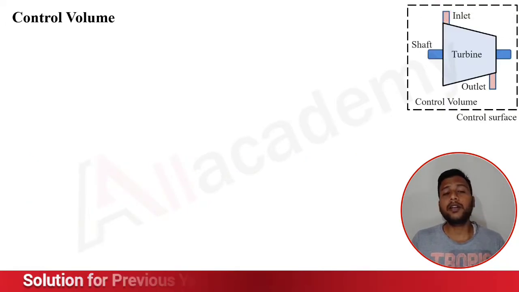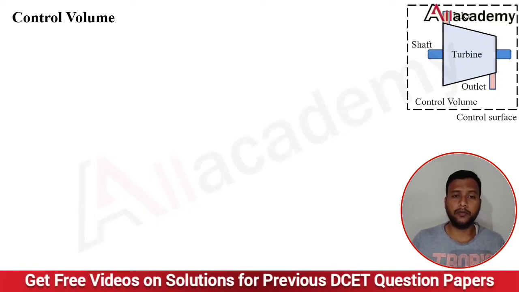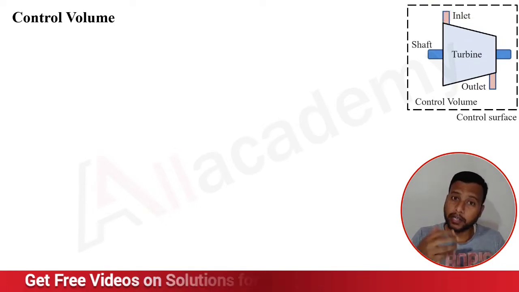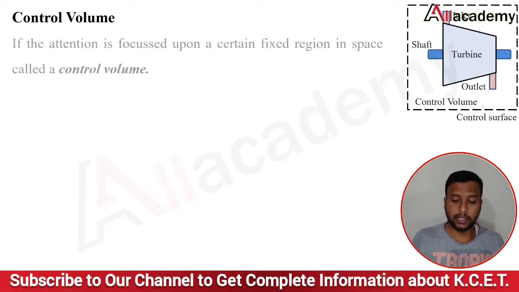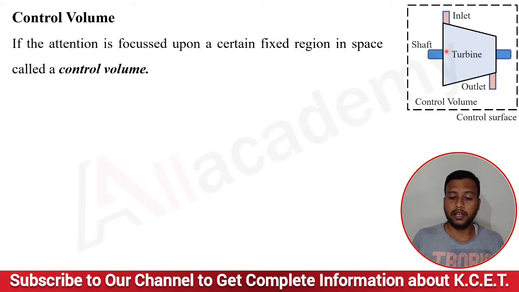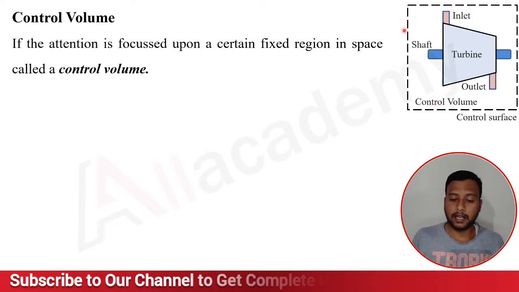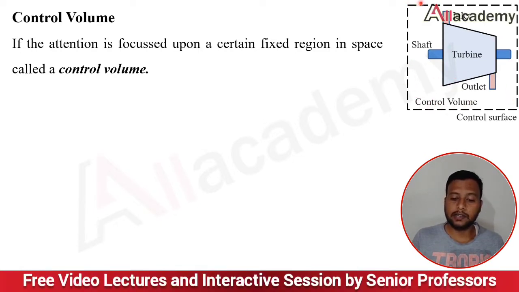Now what is this control volume? We know that volume means something that occupies some space. So what is the control volume? Here you can see the small figure. I have drawn a turbine and a dotted line. This complete area comes under the control volume.